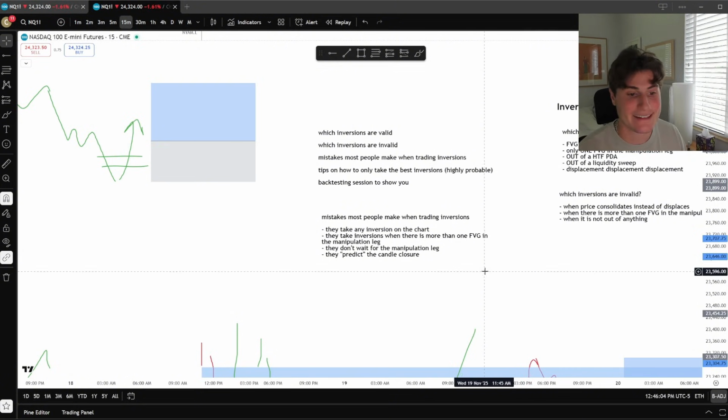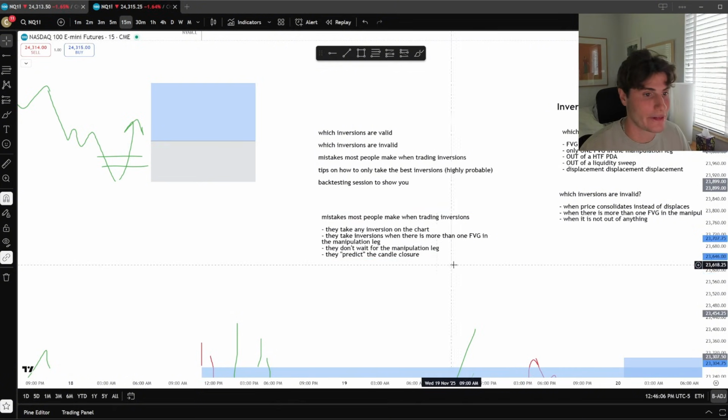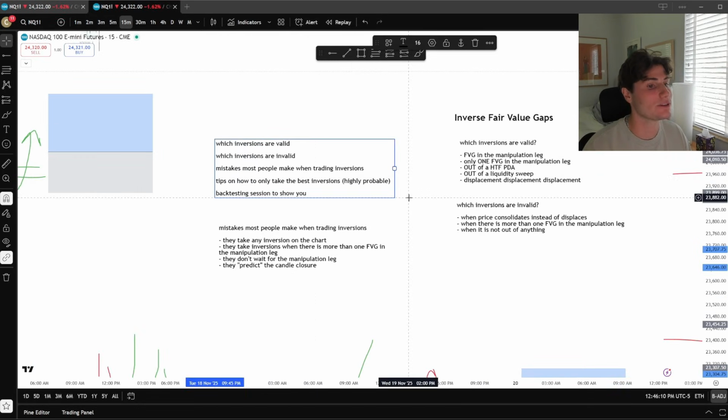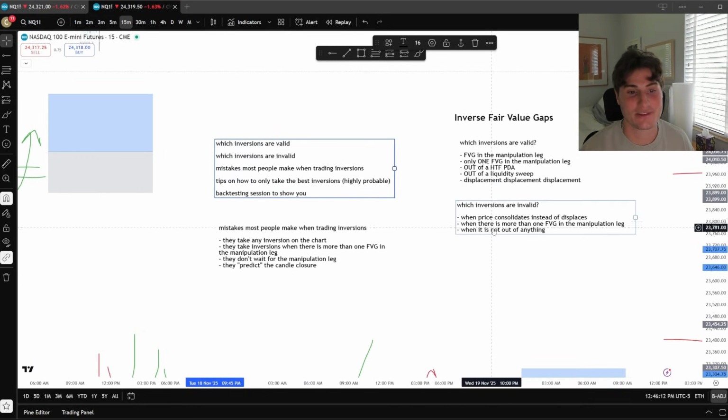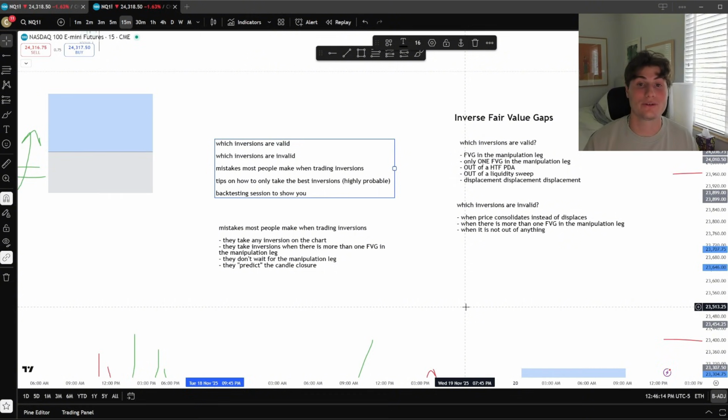Okay, do not predict it. You have to wait for it. All right. Tips on how to only take the best inversions: I basically just explained that to you. So now I'm going to be hopping into the backtesting. We're going to be backtesting inversions, and I'm going to show you everything you need to know for taking proper inversions so you can do it properly starting today.